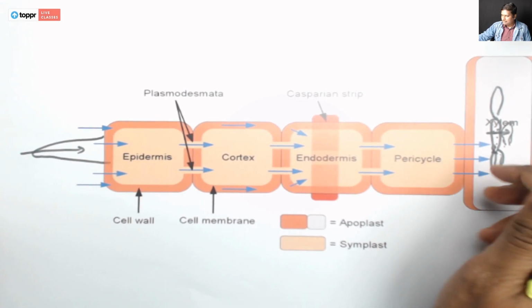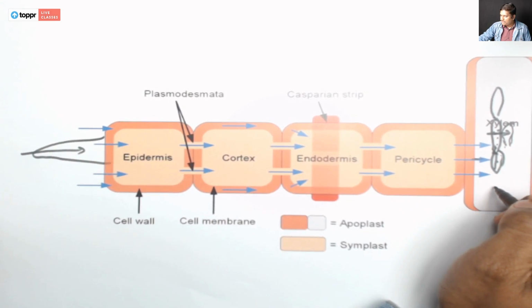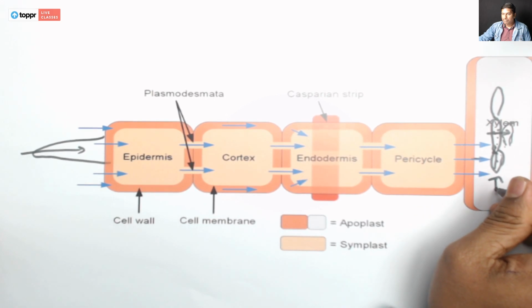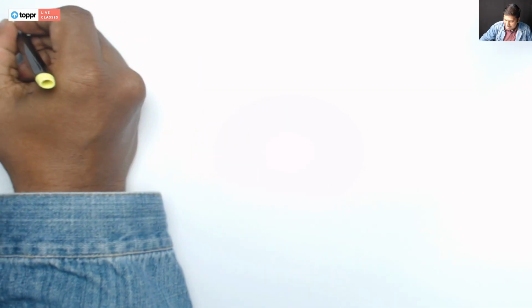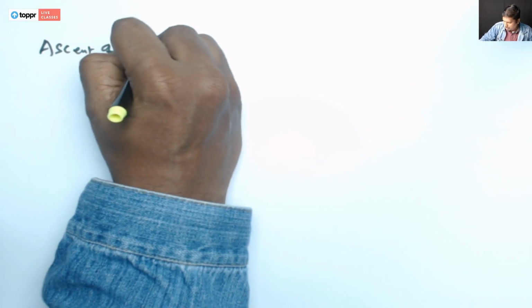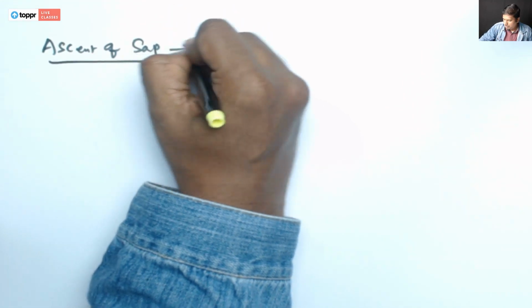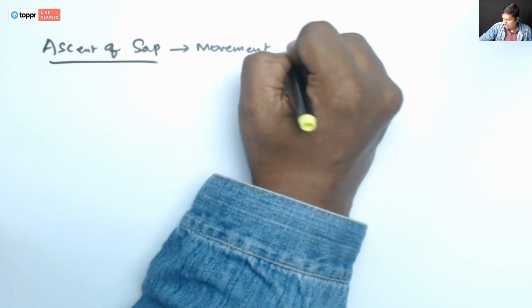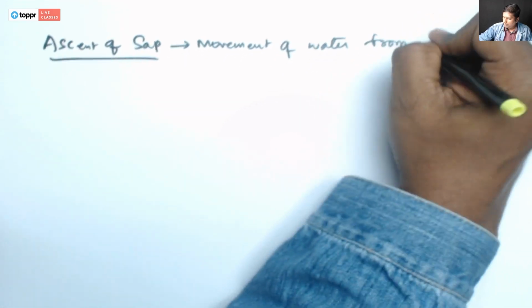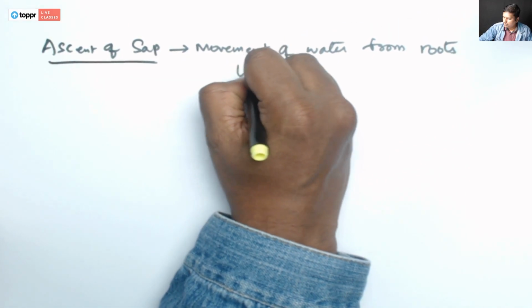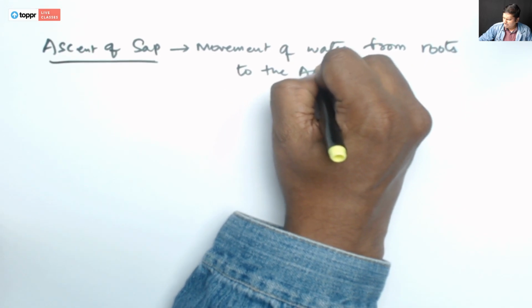Now what we are about to discuss is how the water accumulated here moves through the xylem tissue to the various parts of the plant. Now this is explained, like I said, as movement of water from roots to the apex, that is the tip of the plant.